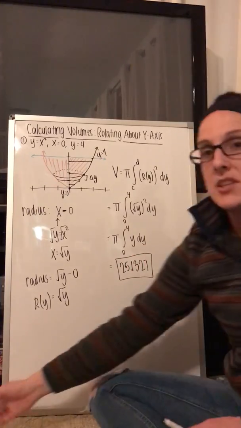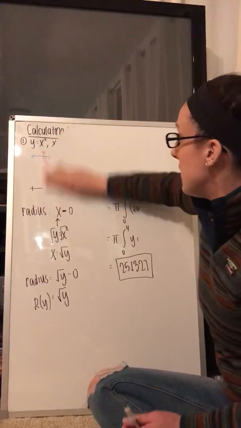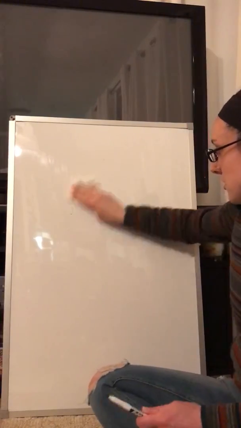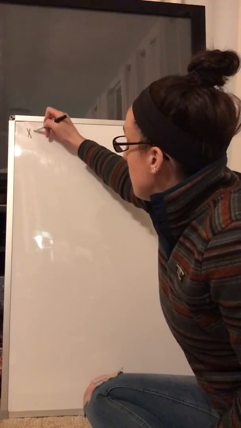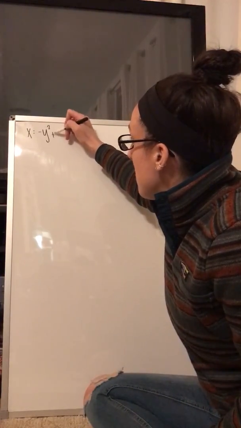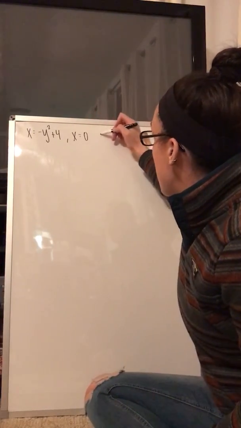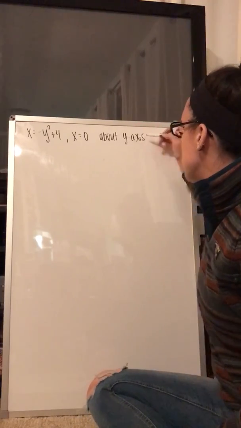All right, so let's look at another example. Get rid of all this stuff. So it's going to be a little bit different. So now we want to calculate the volume of the region bounded by x is equal to negative y squared plus 4, the line x is equal to 0, and I'm rotating this about the y-axis.